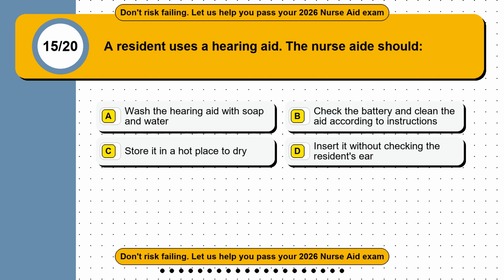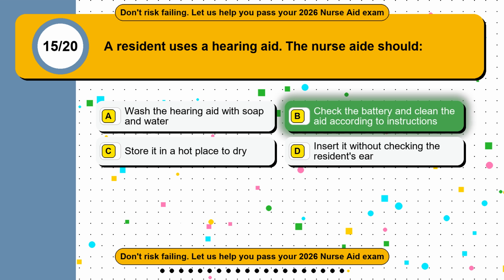Question 15. A resident uses a hearing aid. The nurse aide should: Option A, wash the hearing aid with soap and water. Option B, check the battery and clean the aid according to instructions. Option C, store it in a hot place to dry. Option D, insert it without checking the resident's ear. The correct answer is option B, check the battery and clean the aid according to instructions.